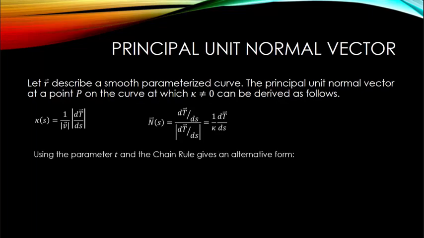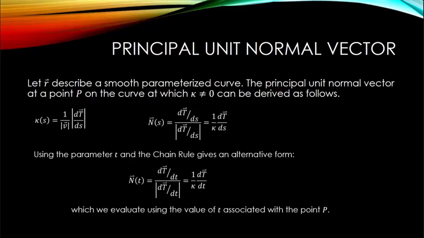If I use the parameter t and the chain rule, I can get an alternative form of the principal unit normal vector. The principal unit normal vector, capital N of t, will be given by the first derivative with respect to t of the unit tangent vector over the magnitude of the first derivative with respect to t of the unit tangent vector, which can also be written as 1 over kappa times the derivative with respect to t of the unit tangent vector. Then I evaluate this using the value of t that happens to be associated with the point P on my curve.